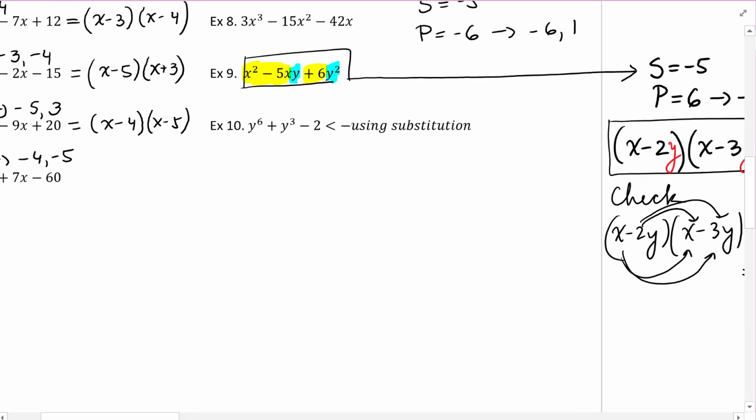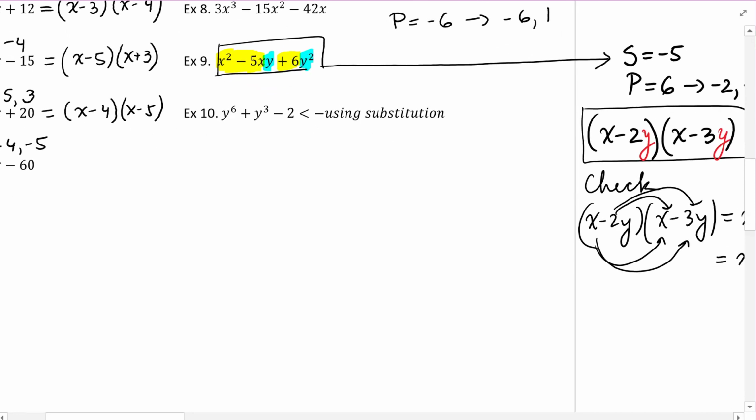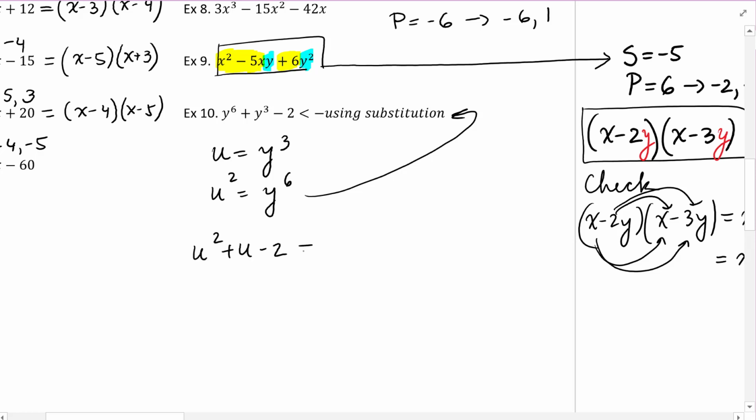And now let's take a look at 10, because again, it's a different type of problem. So y to the 6 plus y to the third minus 2. If I set u equals y to the third, u squared is going to be y to the 6. So if we replace them back here, it's going to be u squared plus u minus 2.